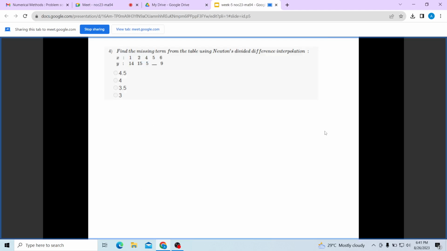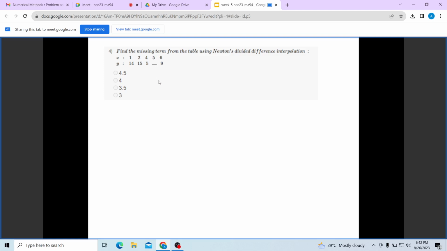question number 4. It says that find the missing term from the table using Newton's divided difference interpolation. So you have to use the Newton's divided difference interpolation and calculate the missing term over here. So you have been given the data points at x is equals 1, 2, 4, 5 and 6. So at x equals 1, y value is 14, at x equals 2, y value is 15, at x equals 4, y is 5, at x equals 6, y is 9. Okay. So you have to calculate the value of y at x is equals 5.